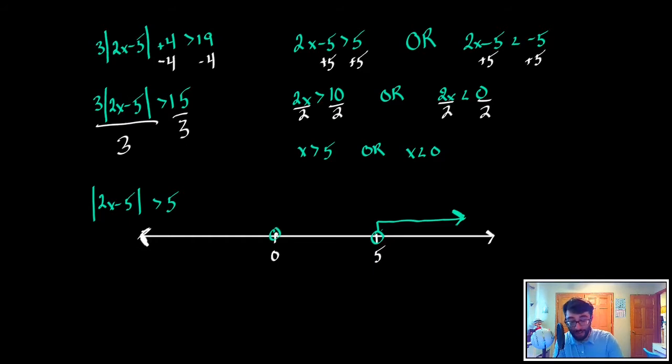And once again, it's not or equal to, so I'm using an open circle. And x can be less than 0, so it can be like negative 1, negative 10, negative 100, and so on. All these numbers to the left. So that would be our solutions graphed on a number line, okay?